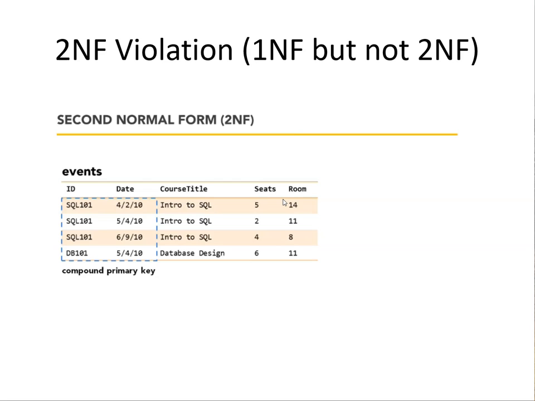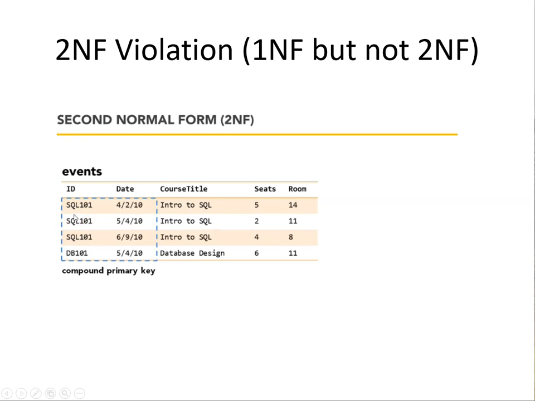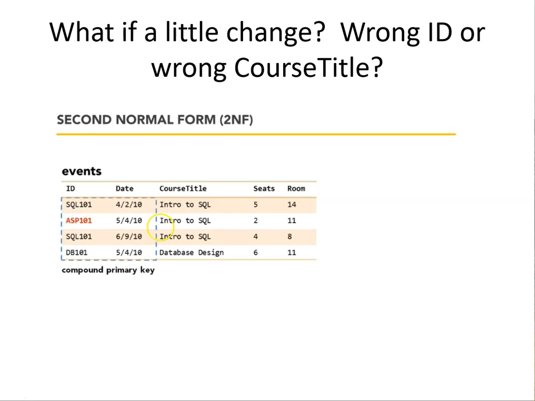Why is this not in second normal form? Well, let's take a look at the situation where we have a non-key field, namely course title. If somebody was to reach into this table and change that SQL 101 to ASP 101, this is still in first normal form. This is still unique keys here.